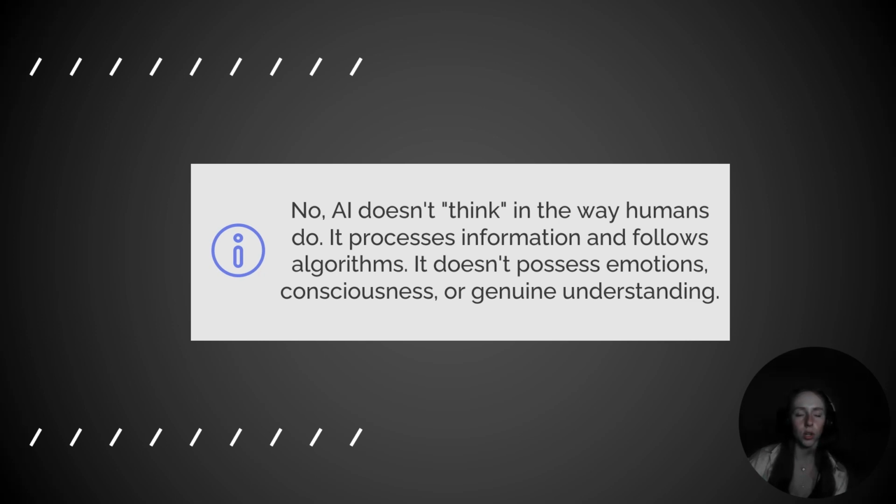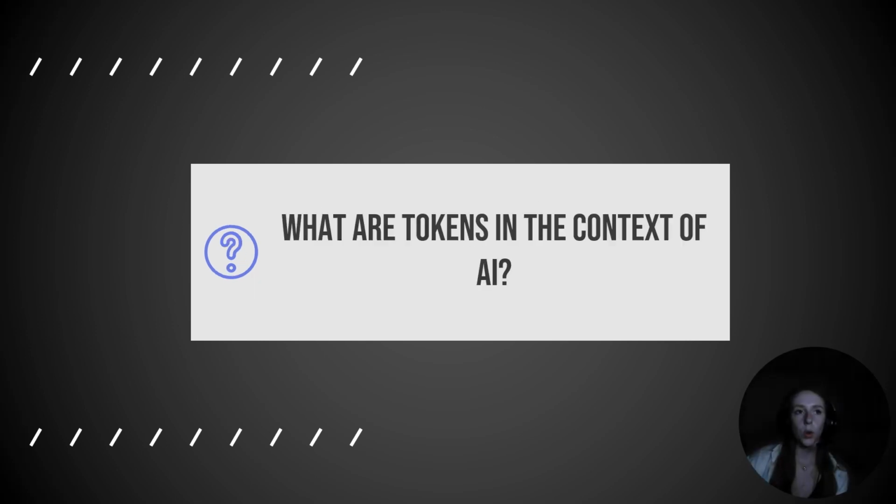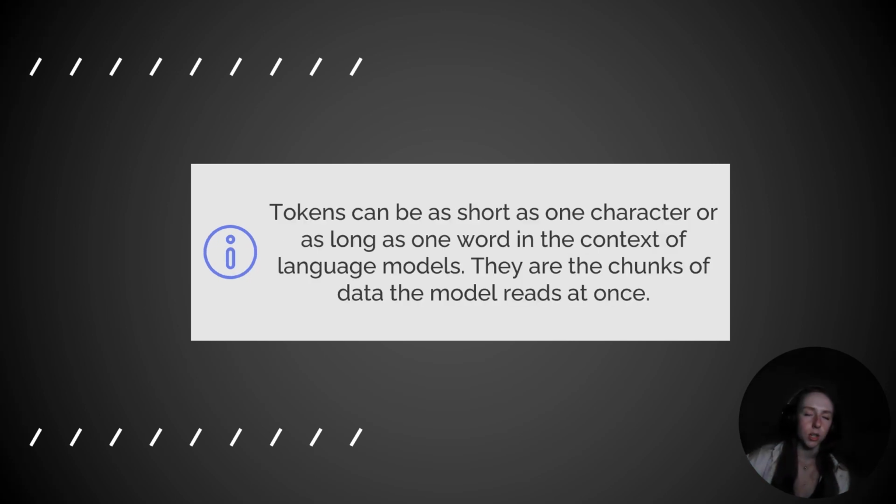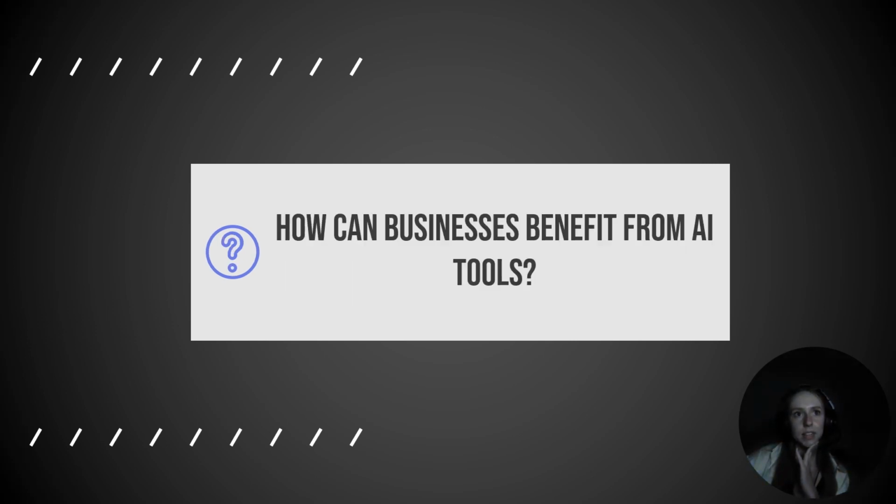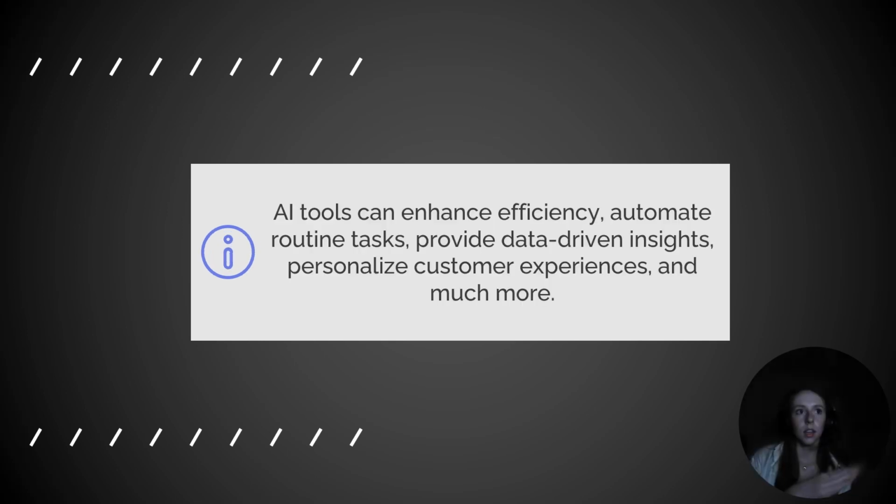What are tokens in the context of AI? As we mentioned before, tokens can be as short as one character or as long as one word in the context of language models, and they are chunks of data that the model reads at once. And how can businesses benefit from AI tools? Kind of as we talked about before, AI tools can enhance efficiency, automate routine tasks, and provide data-driven insights, as well as personalized customer experiences, and so much more.